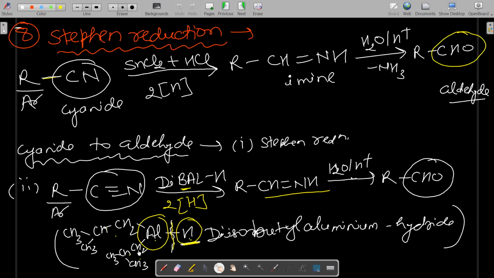And this is a good reducing agent because it releases hydrogen in the form of nascent hydrogen, and hence this is used to reduce the cyanide to form imine, and then again followed by hydrolysis to form aldehyde. So cyanide to aldehyde, either we can use SnCl2 HCl or we can use DIBAL-H as a reducing agent to form intermediate imine, which is followed by hydrolysis to give aldehyde.